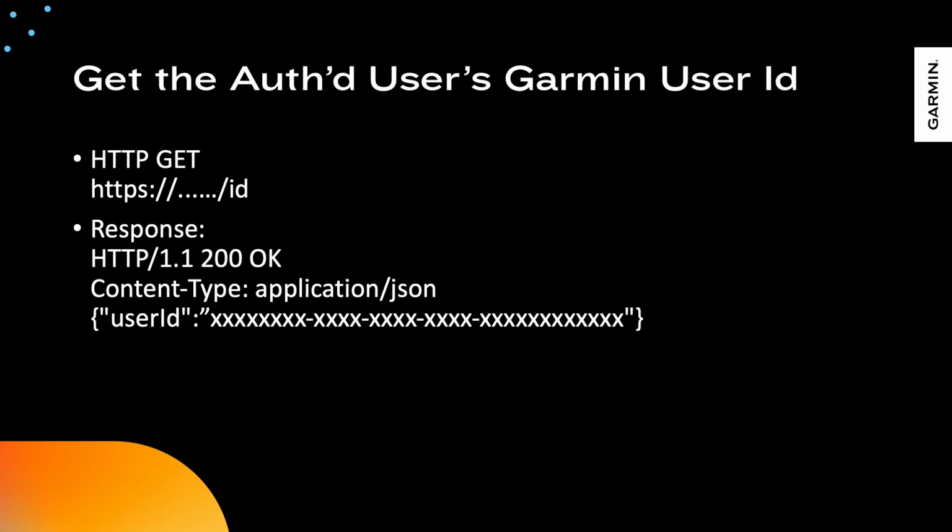A good place to get the user's Garmin ID is at the end of the authorization workflow, right after acquiring the user access token. You can find the documentation for the user ID endpoint in the Getting Started documentation, which is available in the developer portal.